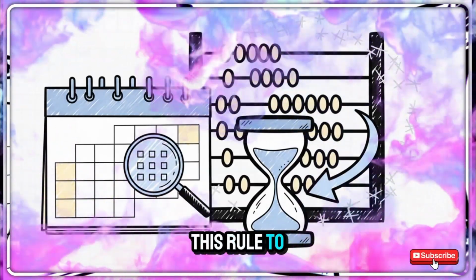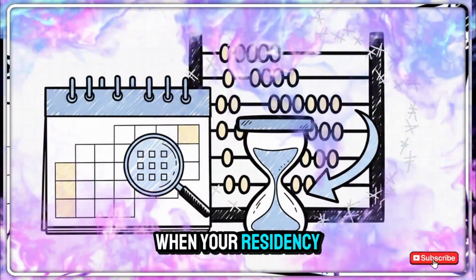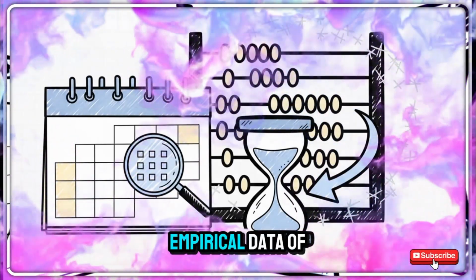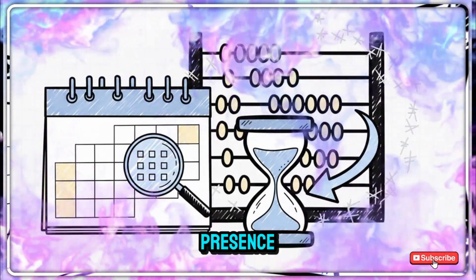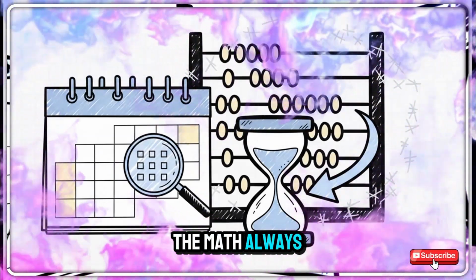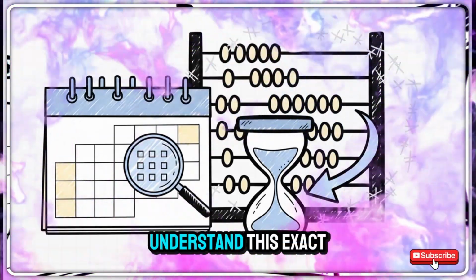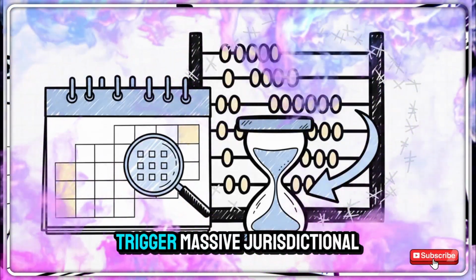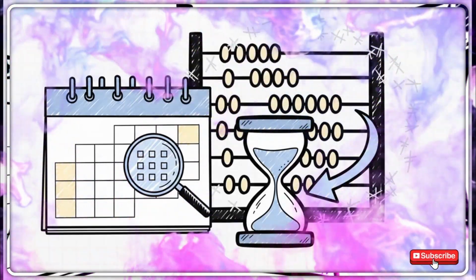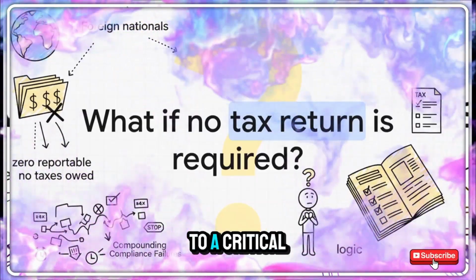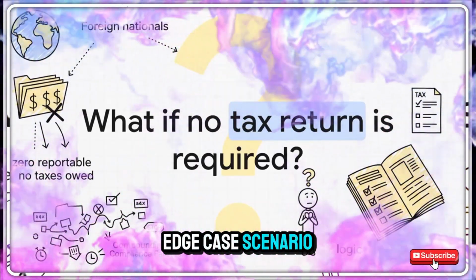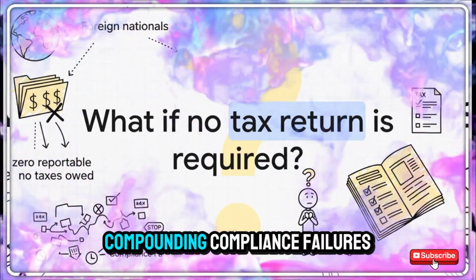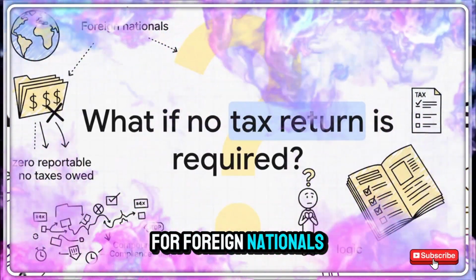You can use this rule to alter the timeline of when your residency legally begins, but it absolutely does not erase the underlying empirical data of your actual physical presence. The math always remembers. And failing to understand this exact paradox is exactly how people accidentally trigger massive jurisdictional audits. Let's pivot slightly to a critical edge case scenario. This is one that frequently results in massive compounding compliance failures for foreign nationals.